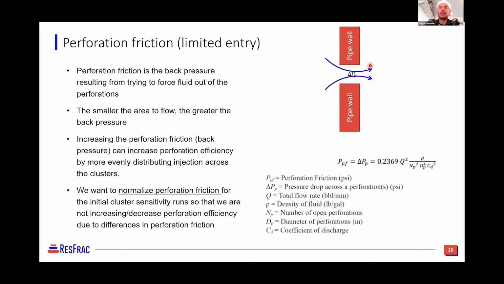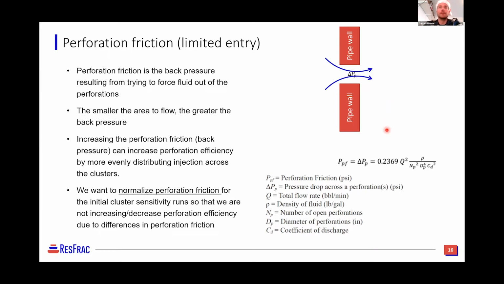And why we care about normalizing this is that it will impact things like perforation efficiency. So the more back pressure you have, or the higher delta P that you have, the more the fluid will evenly distribute across your various clusters and perforations. And so when we're running our sensitivity analysis, we want to normalize that back pressure so that we're not seeing an impact of, say, increasing or decreasing that perf friction.